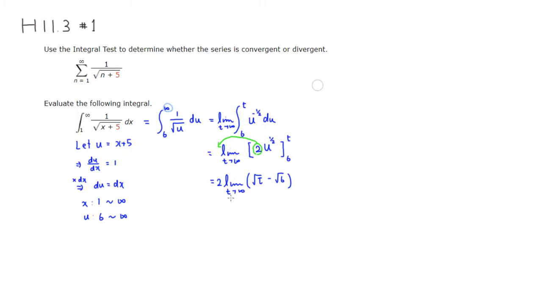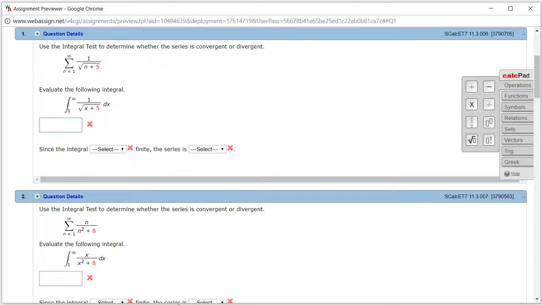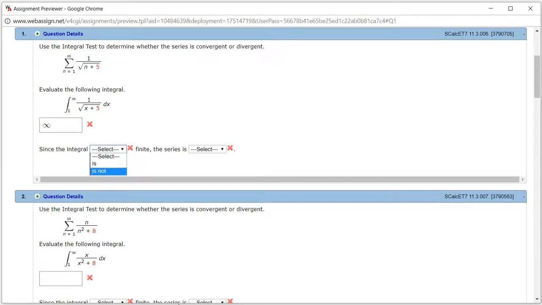But as t approaches infinity, the square root of t approaches infinity, and minus the square root of 6 is still infinity. So this limit is infinity. Since the integral is not finite, the series is divergent.